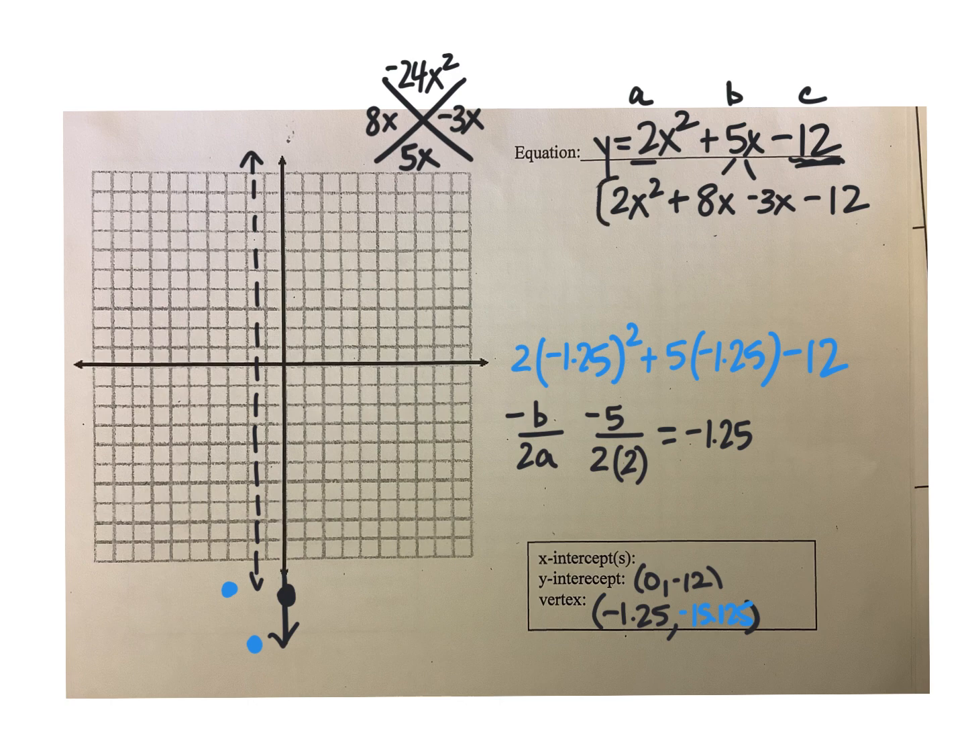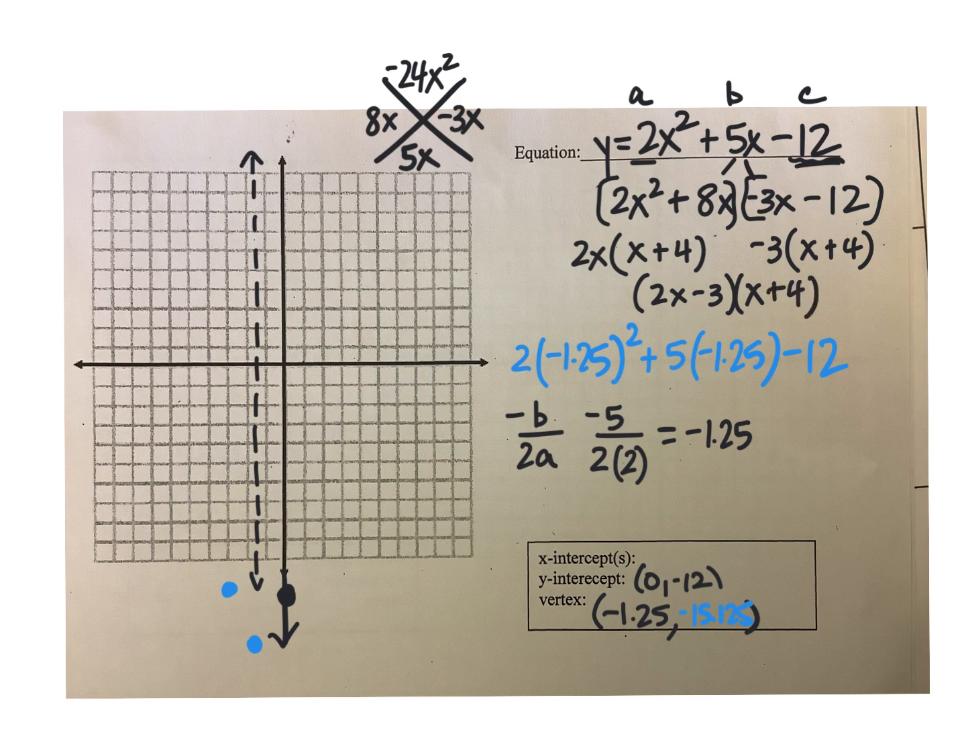Now let's factor by grouping. So you guys, again, should know how to do this. I can get a 2x out of there. That leaves me with x plus 4. Back here, I can get a negative 3 out of there. That leaves me with x plus 4. So I end up with 2x minus 3 and x plus 4. Okay. And then remember, if it's a y-intercept, or x-intercept, that equals 0.